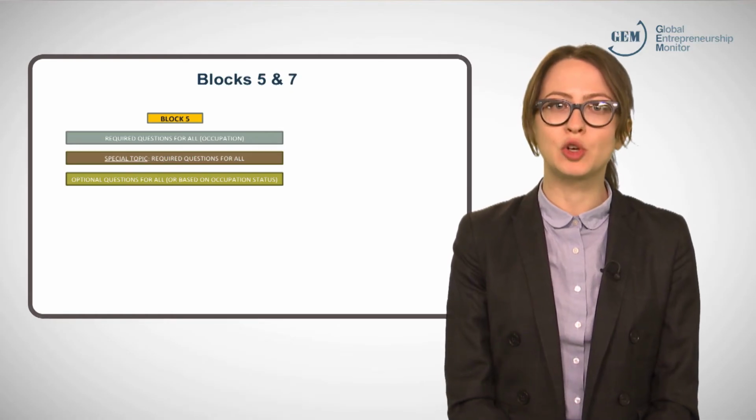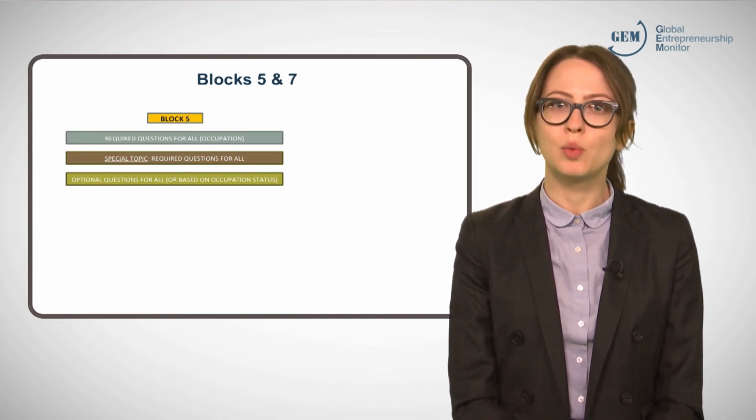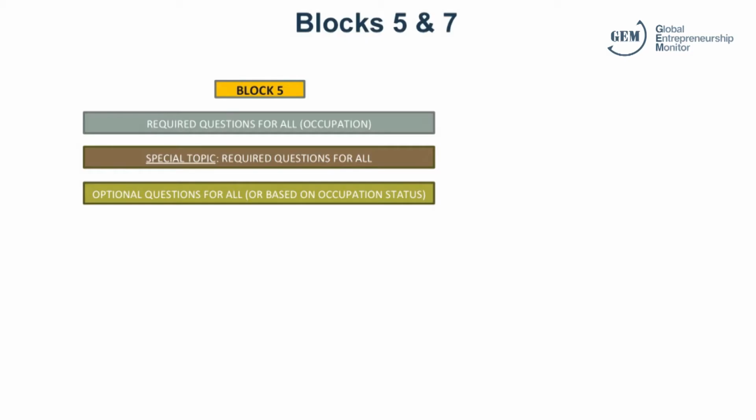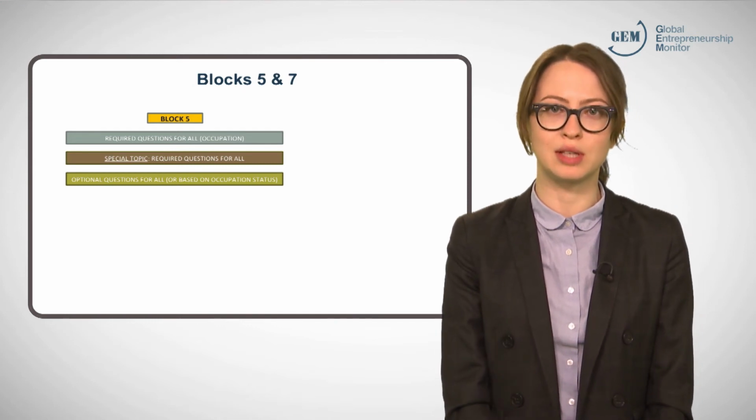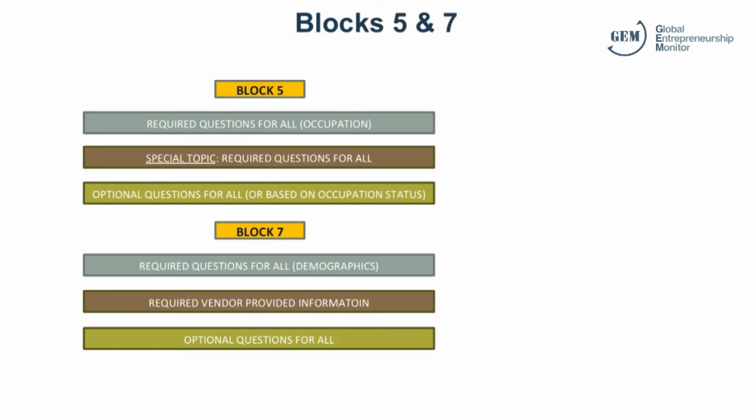Block 5 begins with a group of required occupation questions, which are part of the core APS. Depending on the year, this block may then also include special topic questions, either for all respondents or only for those with a particular occupation status. And finally, Block 7 includes demographic questions which are asked of everyone.